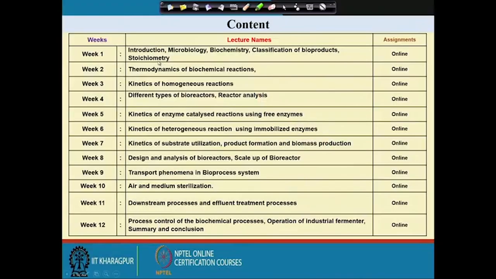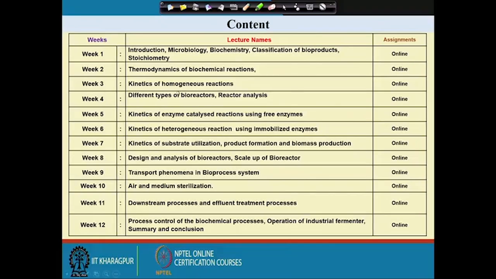We have low value products, high value products, medium value products. So, different classification of products we will talk about. Then we shall discuss the stoichiometry of the bioprocess, that is also very important. Thermodynamics of the biochemical reactions is very important just to understand the nature of the reaction, whether it is spontaneous or an unfavorable reaction, or also we can find out to what extent the reaction takes place. Thermodynamics can help us to understand the process in a better way.